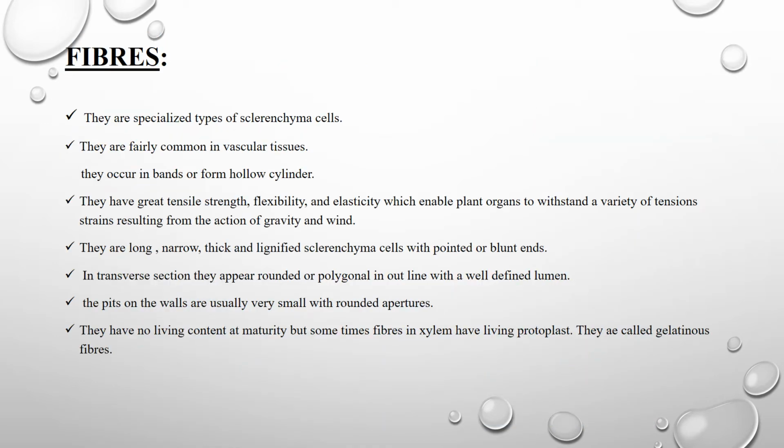Now we will look at the detailed characteristics of the fibers. They are specialized types of sclerenchyma cells. They are fairly common in vascular tissues. They occur in bands or in the form of hollow cylinders. They have great tensile strength, flexibility, and elasticity, which enables plant organs to withstand a variety of tension and strains resulting from the action of gravity and the wind.